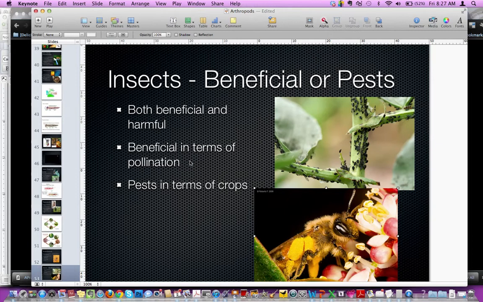We need them for that. However, they're also very harmful because of the way they destroy our crops and eat our plants. I mean, and you can see from this picture here, they really can just overtake it. And so it's kind of an interesting, love and hate relationship that we have with insects.